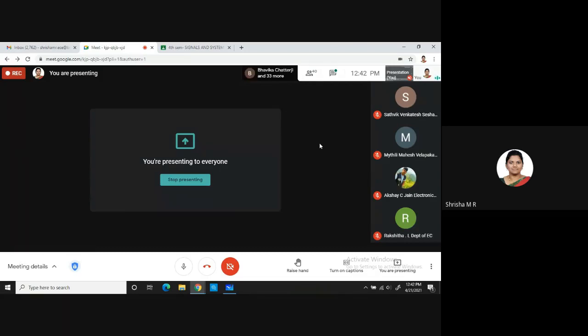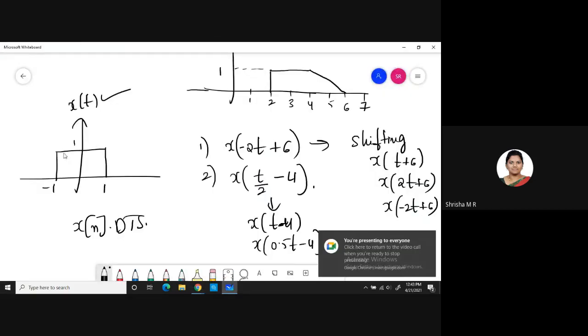You'll have even and odd signals. You have to find the even component and odd component of a given signal. And you have to find the energy and power of a signal, and you have to find if the signal is periodic or non-periodic, and find the fundamental period. Such questions will come from classification of signals, and from operations on signals, they'll give you waveforms.